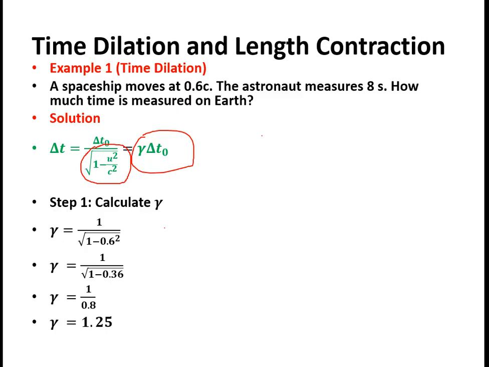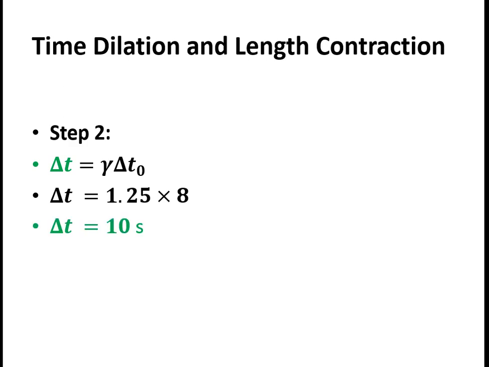So here, you see t naught, the proper time, which is 8 seconds. When you multiply the Lorentz factor by 8 seconds, you will get the t that we are looking for. Alright, so let me just do that. Step 2: t equals the Lorentz factor times t naught. We have already solved for the Lorentz factor, then we multiply by 8. So we get the time of the observer on the Earth's surface.